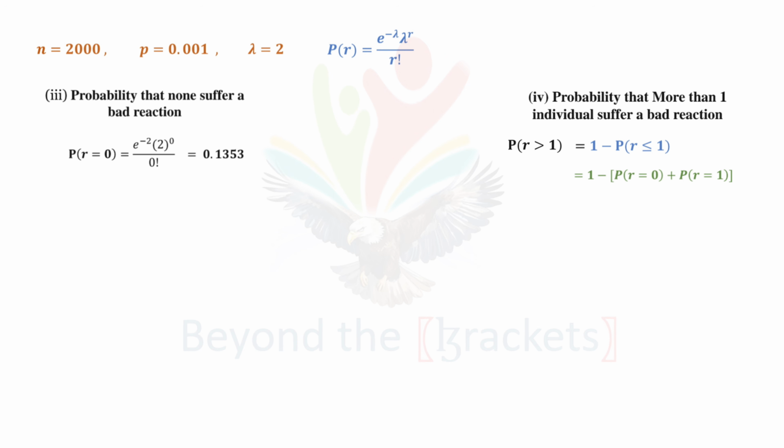Substituting the values in probability mass function, we obtain for R is equal to 0, e power minus 2, 2 power 0 by 0 factorial. For R is equal to 1, e power minus 2, 2 power 1 by 1 factorial. All these will be simplified to 0.5941.